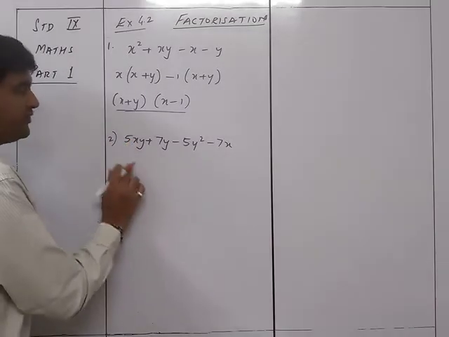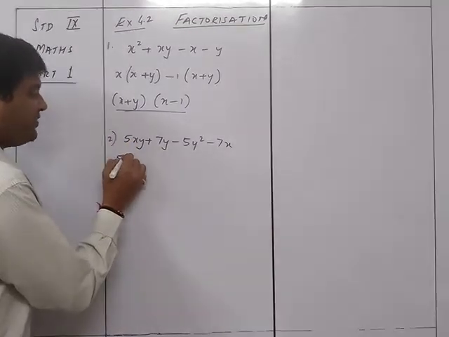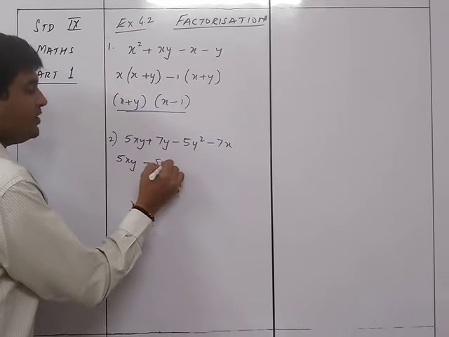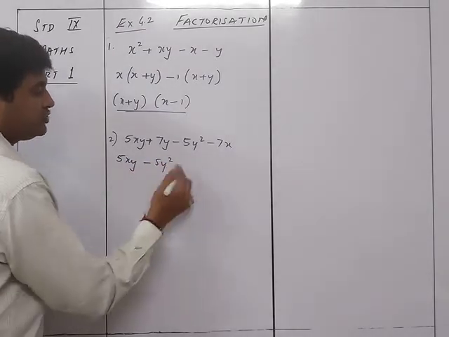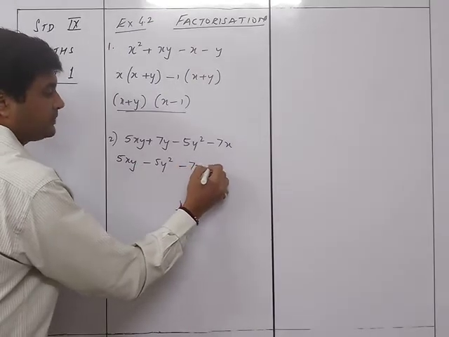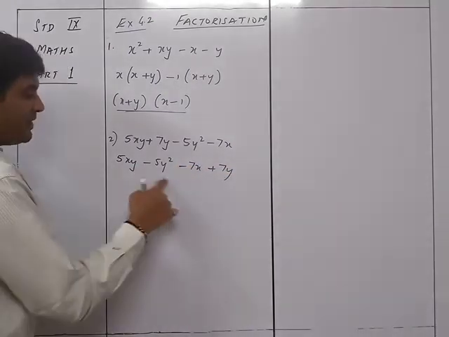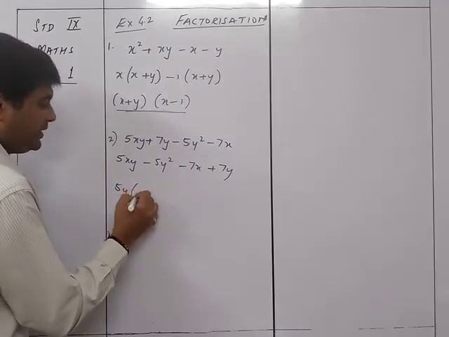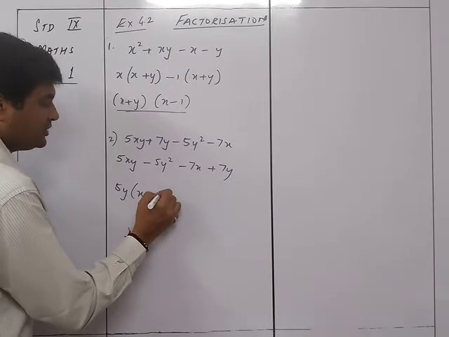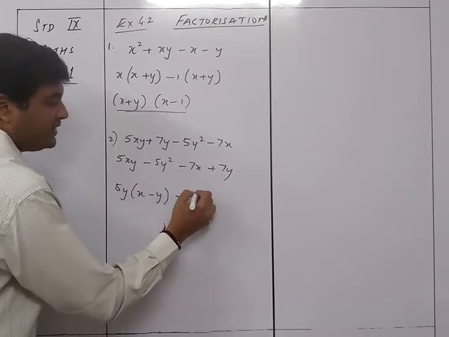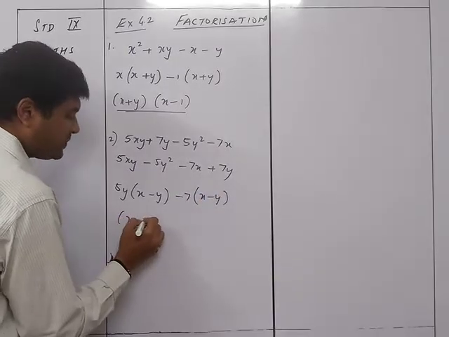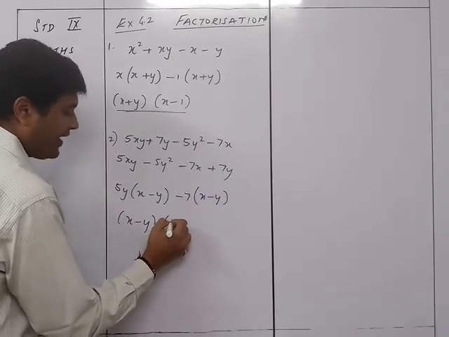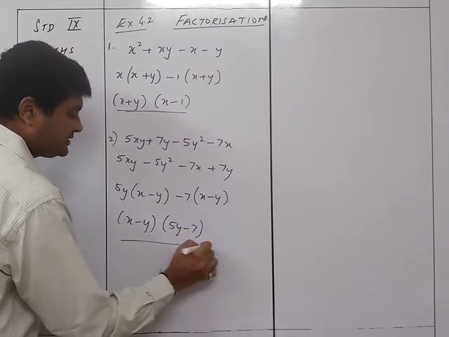So what I'll do is I'll take the first and the third one. So it will give me 5xy minus 5y square plus, I'll write over here, minus 7x plus 7y. So now I can see that 5y is common here. What will remain will be x minus y, and over here minus 7 is common, again giving me x minus y. So this gives me x minus y into bracket 5y minus 7 as the resultant answer.